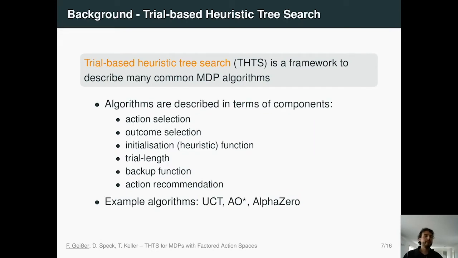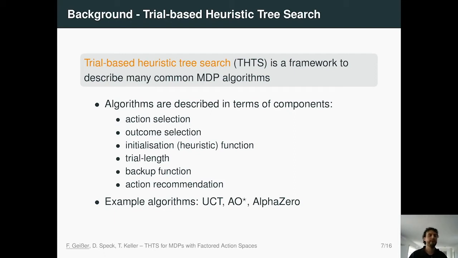As I said, THTS is not one algorithm, but it is a framework to design MDP algorithms, and the algorithms are described in terms of so-called components. We have six different components. We have the action selection component, which action do we select? We have the outcome selection component to select the probabilistic outcome. We have an initialization function, a heuristic estimate, which gives us a heuristic estimate for a state or a state-action pair. Then the trial length determines how long a trial runs.